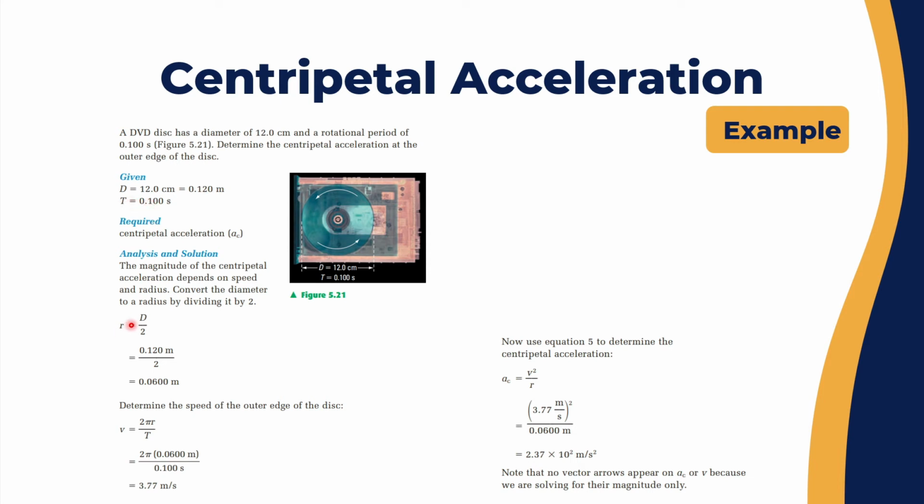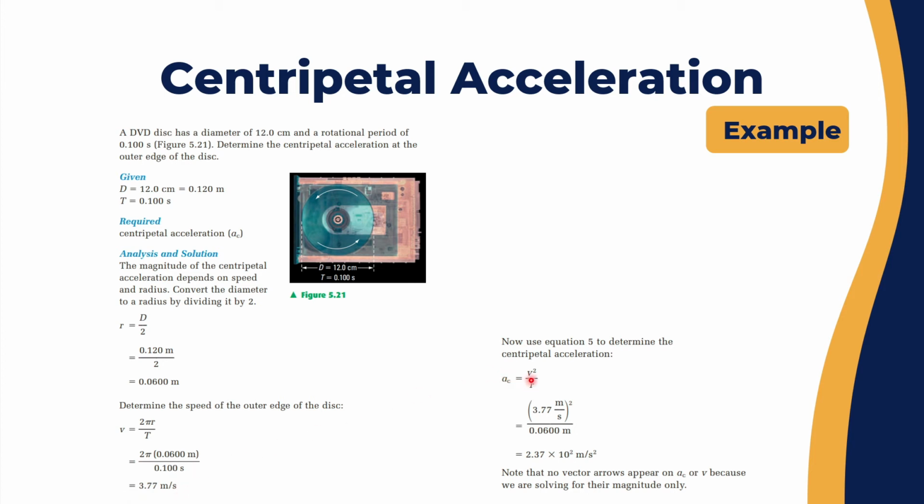We know that R is D, the diameter, over 2. If this is the diameter passing through the center, then R is diameter over 2. 0.12 over 2 would give you 0.06 meters for R. And we know that T is 0.1, replacing in the equation for the circular velocity. That would give you 2 pi R over T to be 3.77 meters per second.